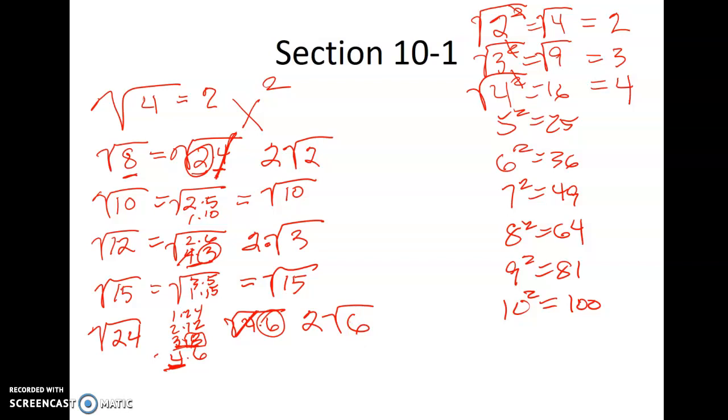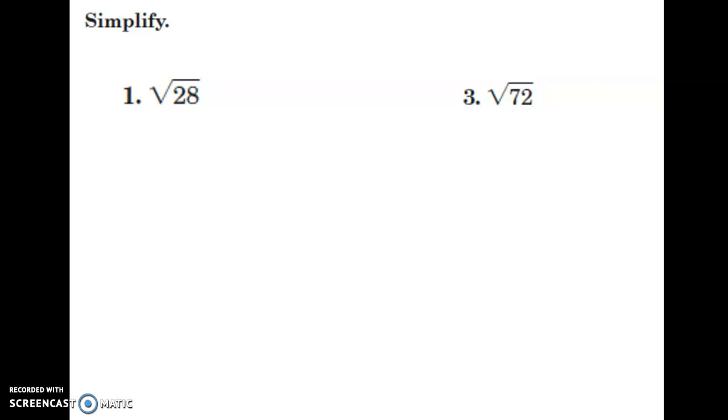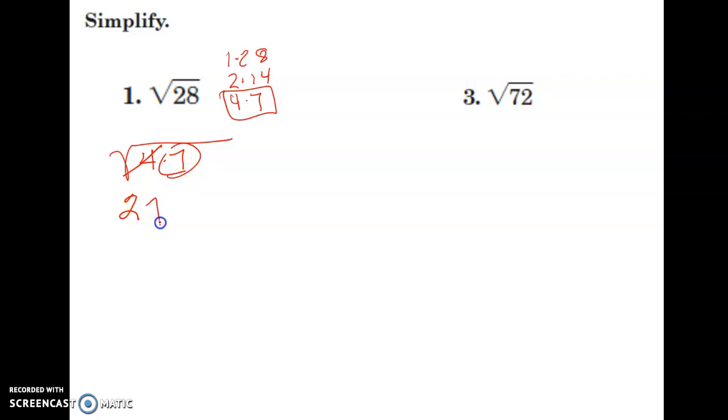Let's take a look at some more examples on your worksheet. Let's take the square root of 28. Let's think about its possibilities, 1 and 28. We have 2 and 14, and we have 4 and 7. We can see a perfect square here, so we're going to look at 4 and 7. The square root of 4 is 2. 7 is not a perfect square, so it is 2 root 7.